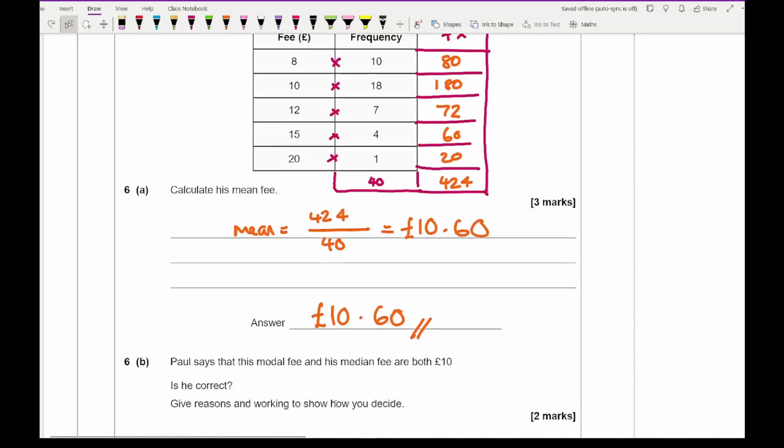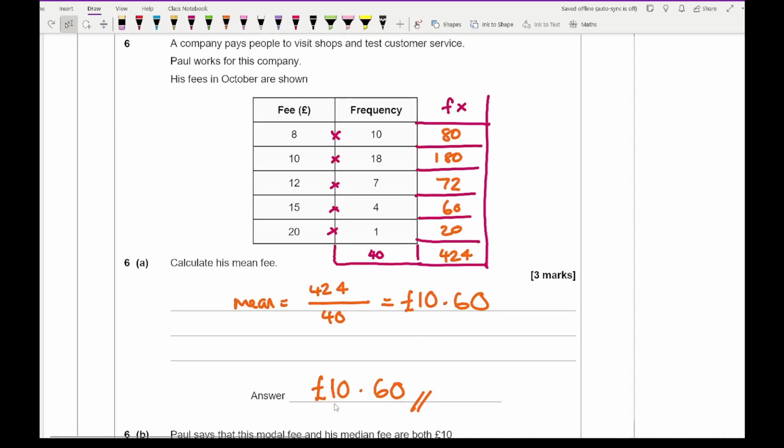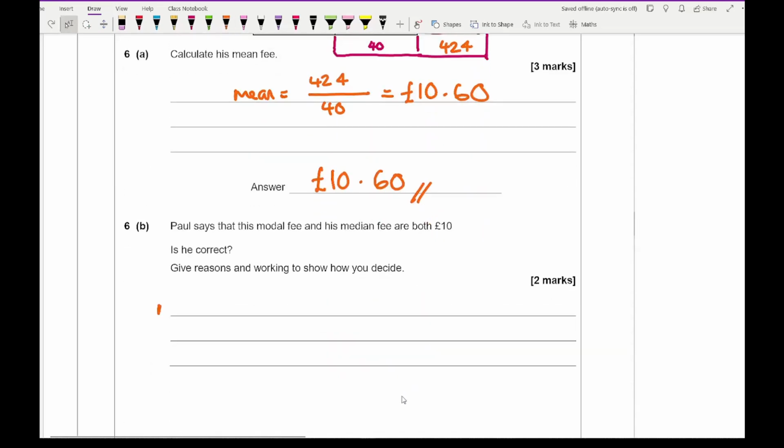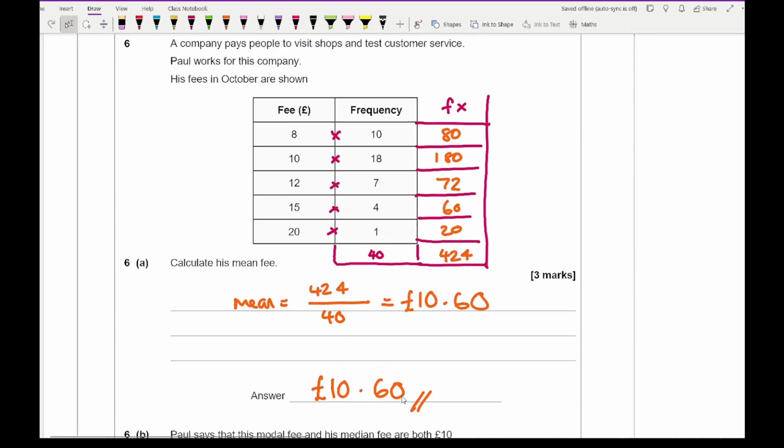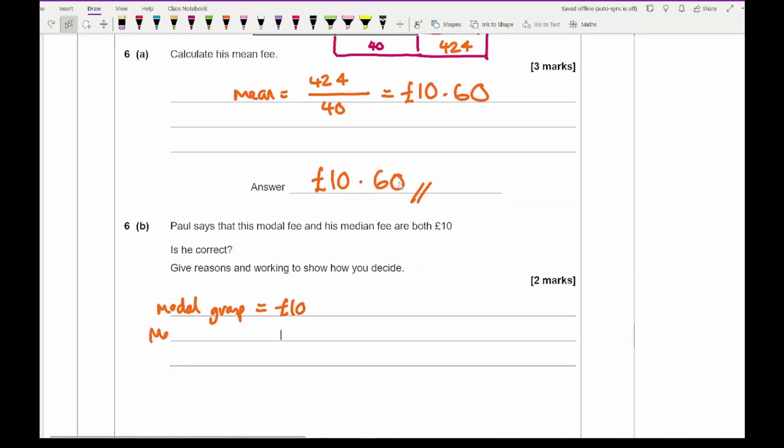Is he correct? Well, here the modal group is the one that's the most popular. As you can see, that is £10. So the modal group equals £10. Now, if there's 40 people, then the median is going to be the 20th person. So we're looking at where the 20th person will be. If we line them up from the cheapest to the most expensive, where would the 20th fee be? It'll be in the £10 group. So here we could say that the median equals the 20th job, which equals £10. So he is correct.